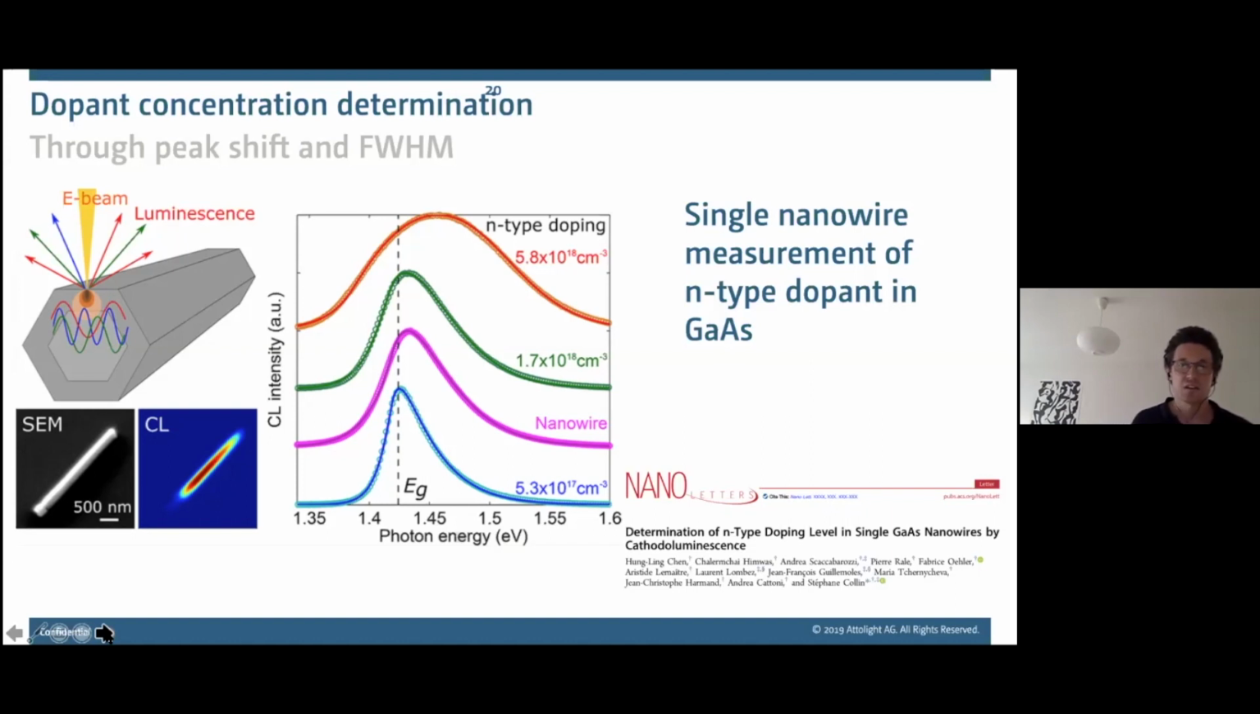But he's since then also measured P-type doping, and it's just a matter of having the right reference, and then you can really tell as a function of position and in a single nanowire where your doping is standing.